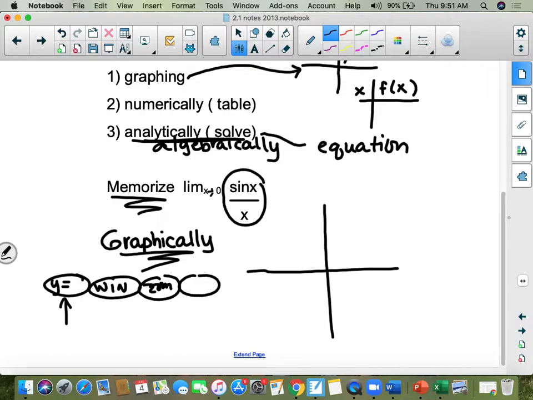So I'm going to go under y equals, and I'm going to use my alpha y equals, so I can use my n divided by d button, and I'm going to put the sine of x divided by x into my calculator. And I'm going to graph it. And this is what it's going to look like when you graph it. This is 1, this is 2, and it looks something like that.